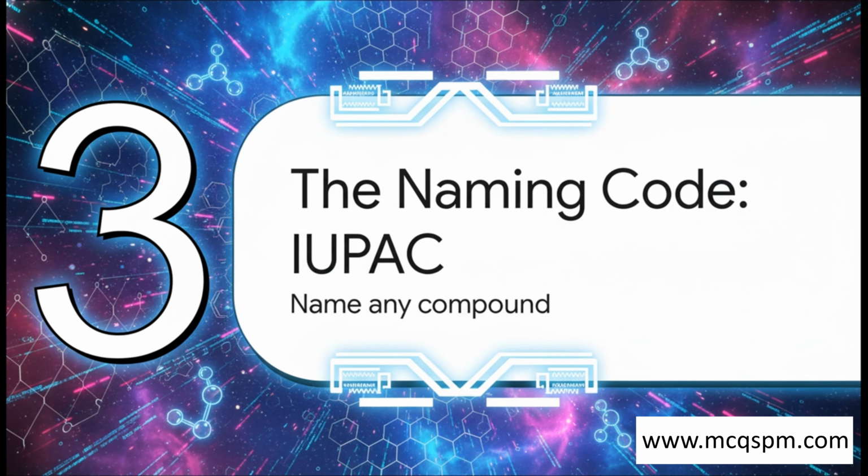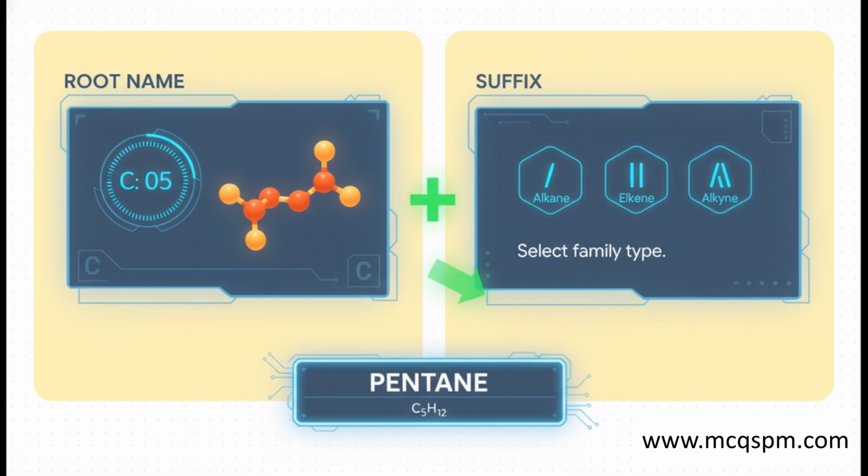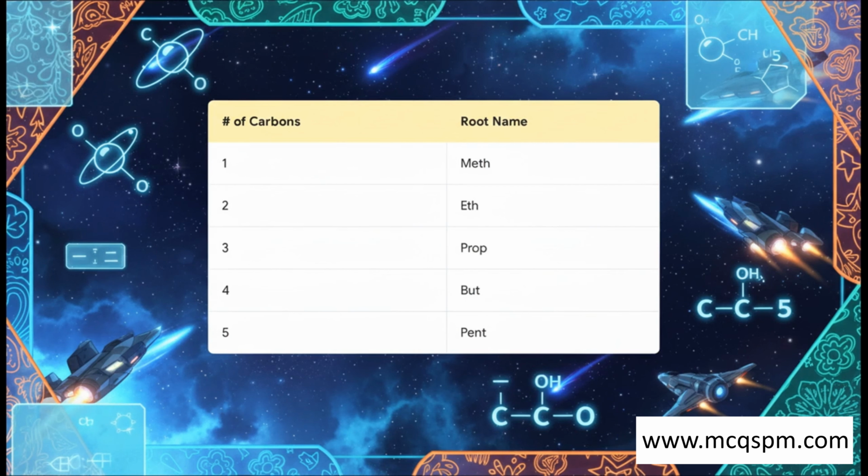The entire code boils down to this: a root name plus a suffix. That's it. The root name just tells you how many carbons are in the chain. It's a simple count. The suffix, well, that's the family's last name we were talking about. It tells you if you're looking at an alkane, an alkene, or something else. Let's look at that first part, the root name.